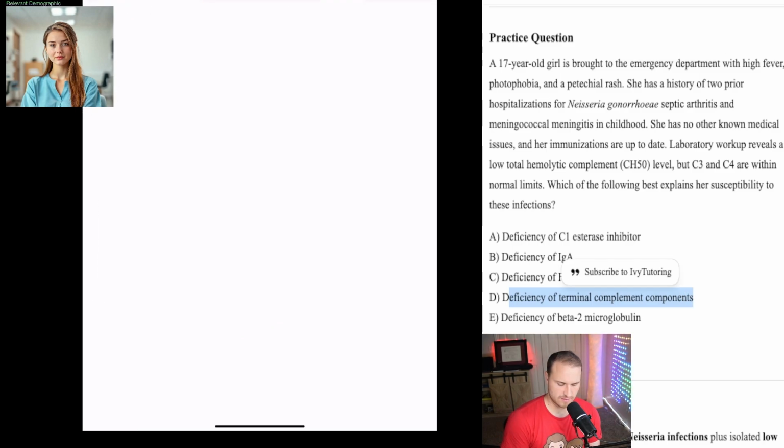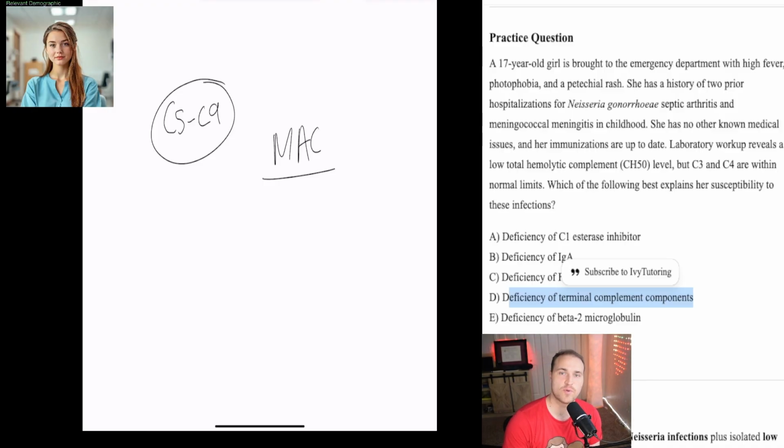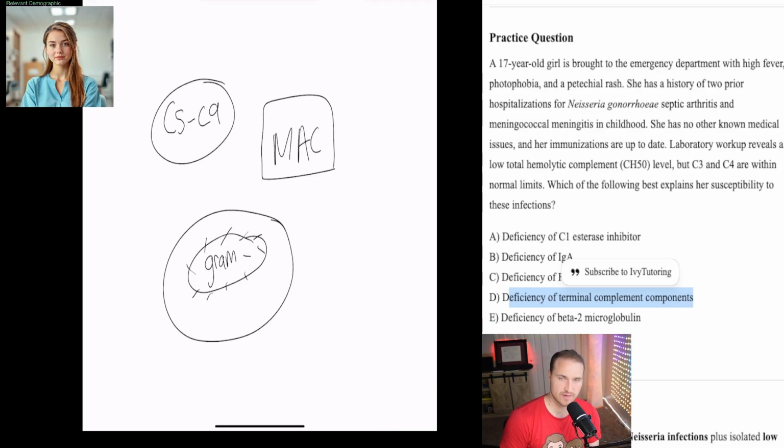All right, so this is a very easy question. I want to break it down simply. The terminal complement pathway, which is C5 to C9, forms what's called the membrane attack complex. And the MAC creates pores in the membrane of gram-negative bacteria. And so a deficiency in these complements, especially C6, 7, 8, or 9, causes an inefficient MAC formation. And that allows for these gram-negative bacteria, for instance, Neisseria infections, think Neisseria meningitidis or Neisseria gonorrhoeae, to be able to form. And other infections are not as common because opsonization, which occurs via the C3b pathway, is usually intact.